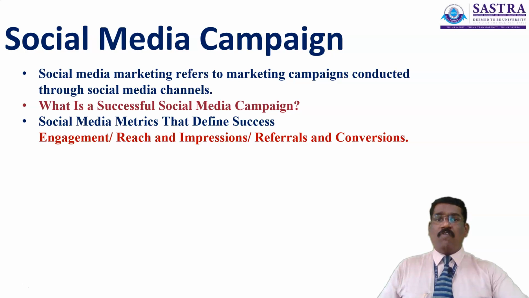Impressions are how often a post shows up in followers' timelines, while reach is an estimate of how many unique viewers could have seen the post. And the last element, the most important element, is referrals and conversions. These refer to how often a user visits a landing page or makes a purchase as a result of being redirected from a social media post.